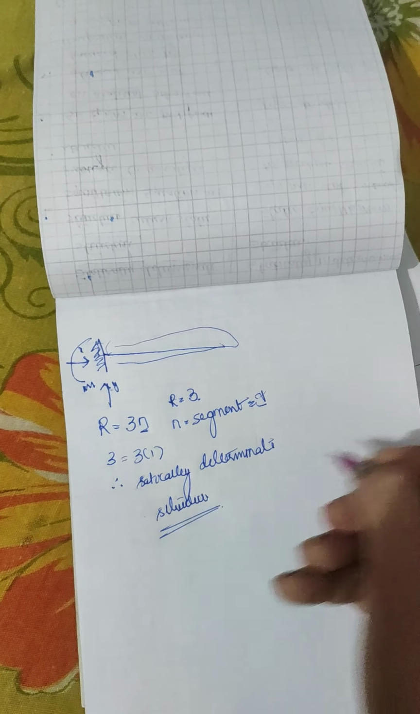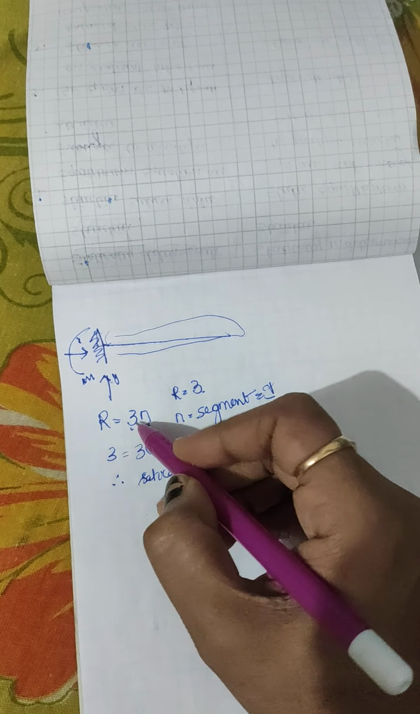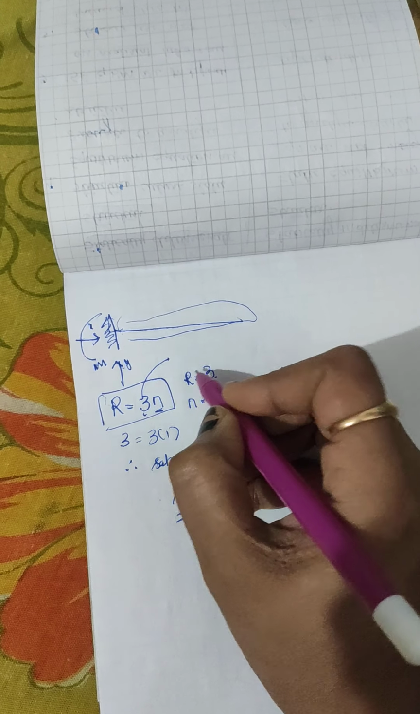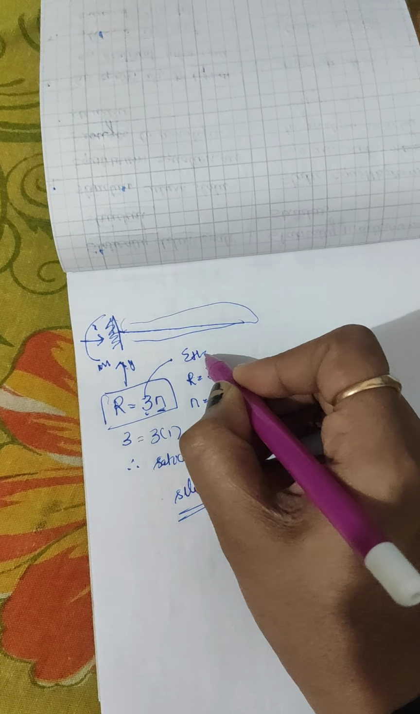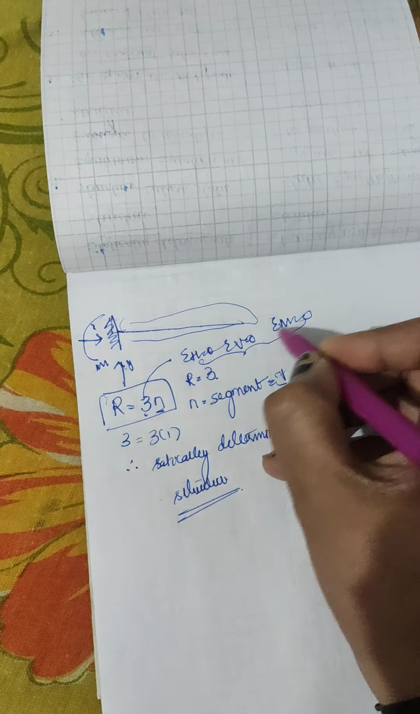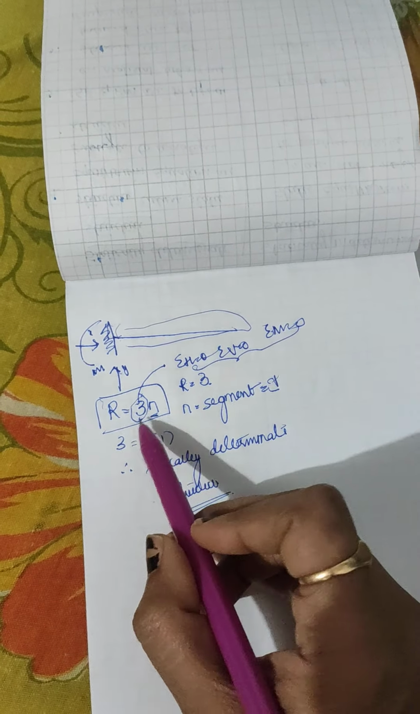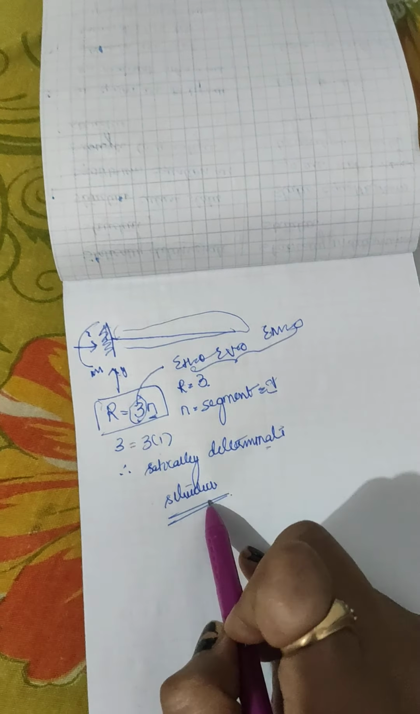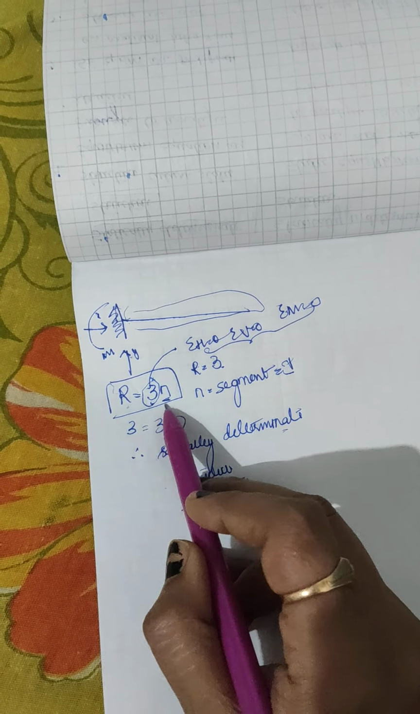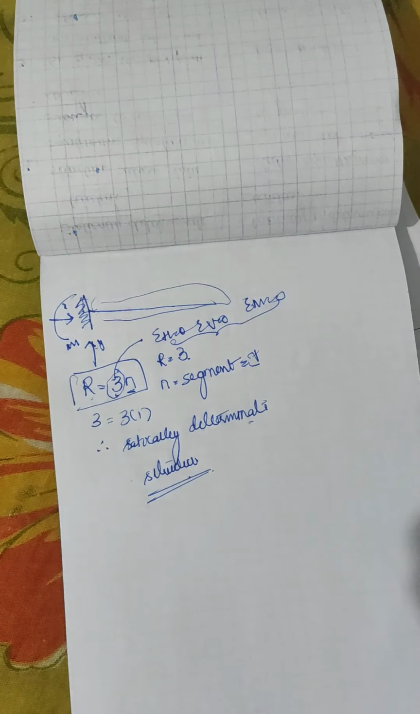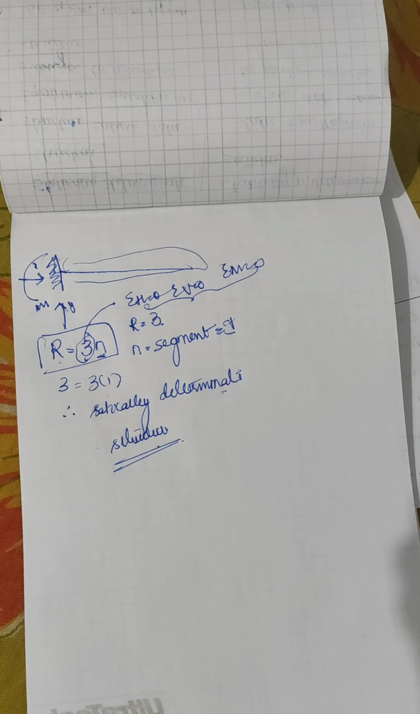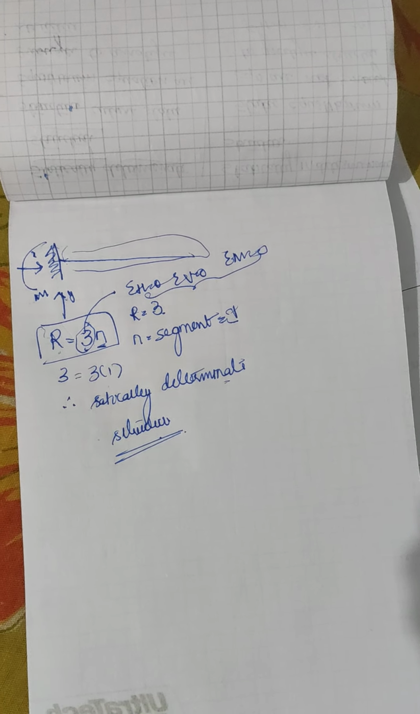So what does 3 represent in the formula R equal to 3n? The 3 is nothing but your equilibrium equations: summation of H equal to 0, summation of V equal to 0, summation of M equal to 0. These 3 conditions represent the number 3. Hence, if it is equal, it is known as statically determinate. If R is greater than 3n, then it is indeterminate. In case it is less, it is known as not stable. So this is all about today's class.